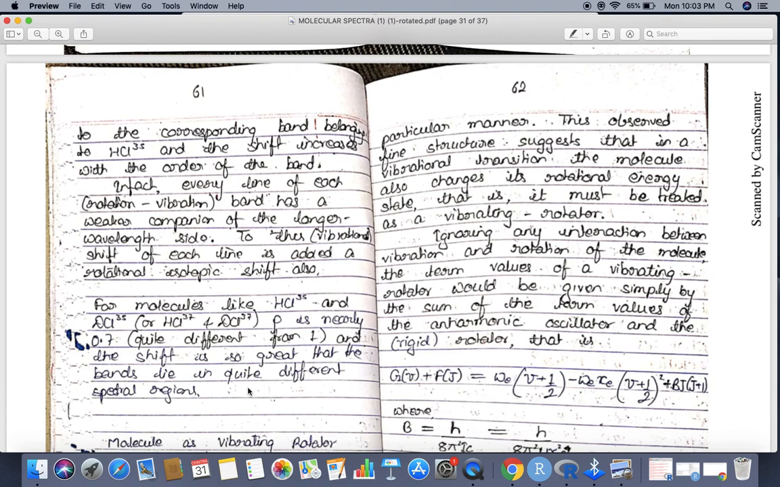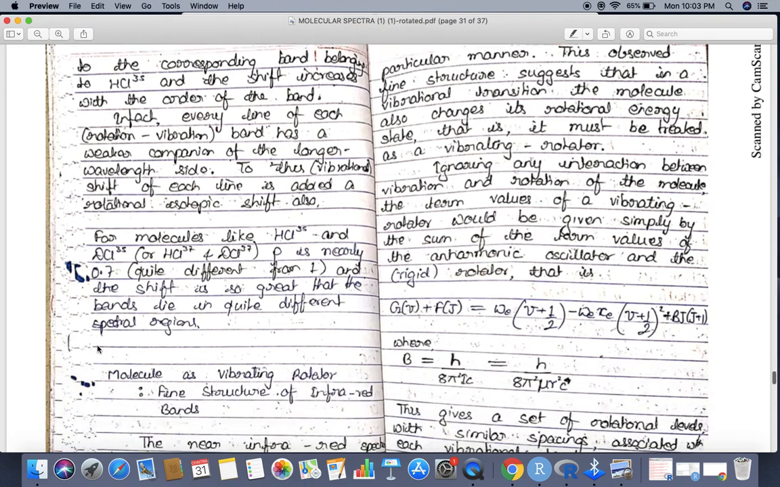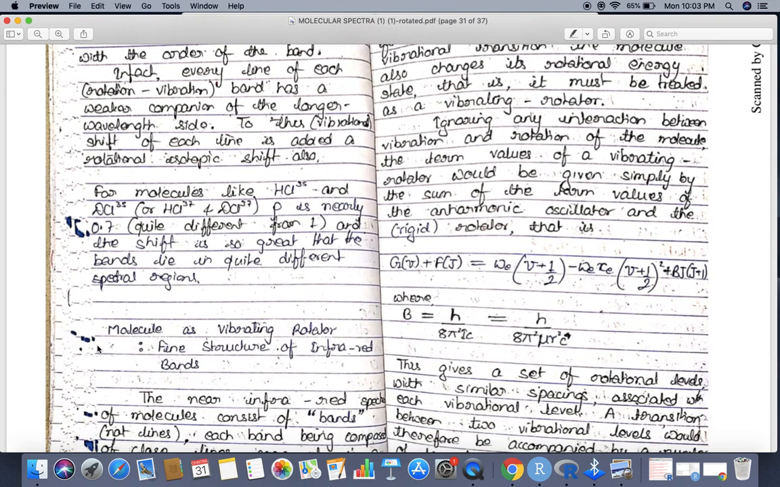Because what we assumed is that in that case rho is approximately equal to 1. However, here it is only 0.7. In that case, the bands appear in a spectrum at different places. This is all about the isotope effect and how to estimate the force constant in the case of vibrational spectra. Now, in the next class, I'll be discussing the molecule as a vibrating rotator.